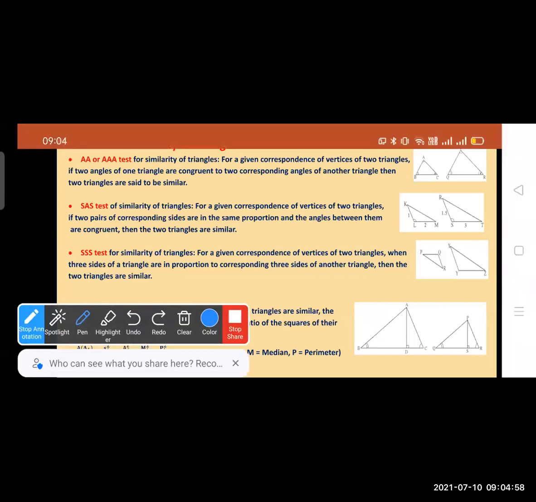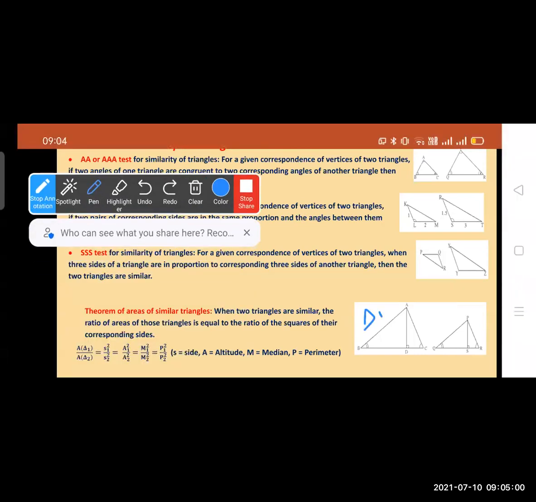Here we indicate this one is the delta 1 and this one is the delta 2. So their ratio is equal to (S1 by S2) whole square. A1 indicates the altitude, M1 means median and P1 means perimeter. So any one of you can consider. Okay, so this one is the revision portion.